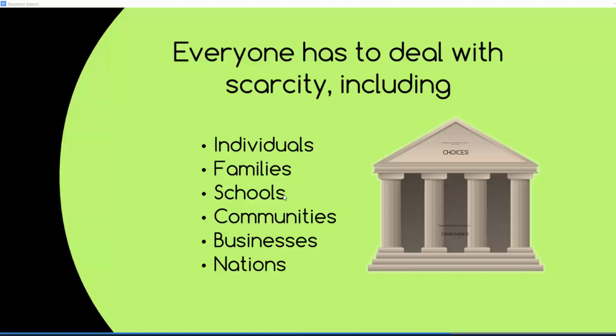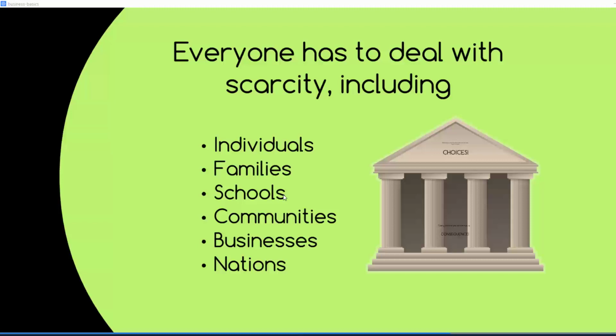And finally, nations. What is something we don't have enough of here in the United States or in the country you're in? What is something that you need more of in the country that there isn't enough of? That's a scarcity. And that's a big one. I mean, when we think of scarcity, we generally think of it on a national level. Something we need more of that we don't have enough of, and then we're always coming up with legislation to try to redistribute our resources.